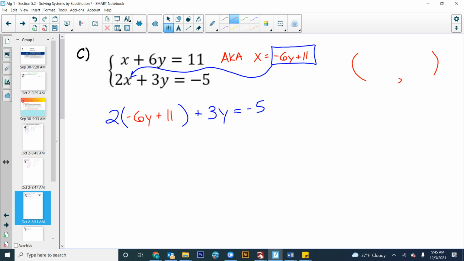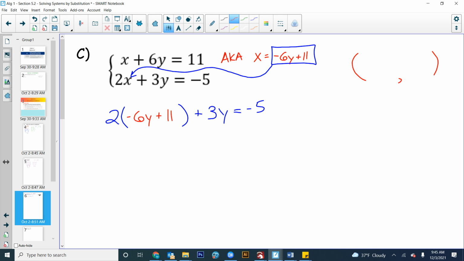Where did you get negative 6? Do you see this guy? It's positive. I wanted to solve for a variable, so I subtracted 6y over, so I could get x by itself. You understand? Here's the goal.